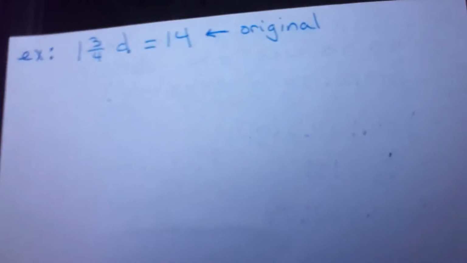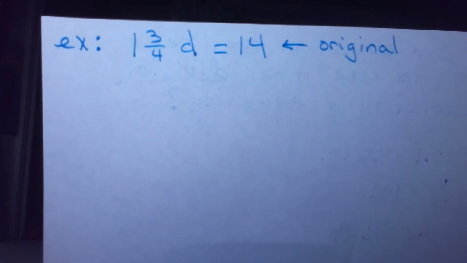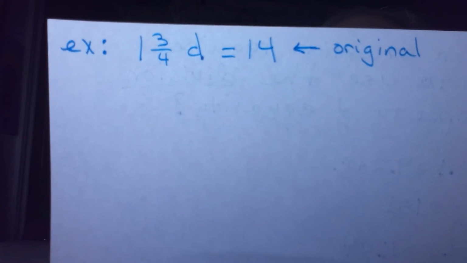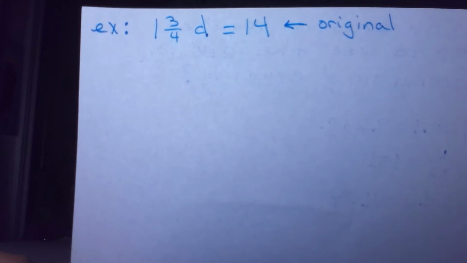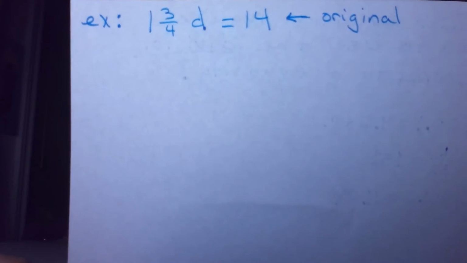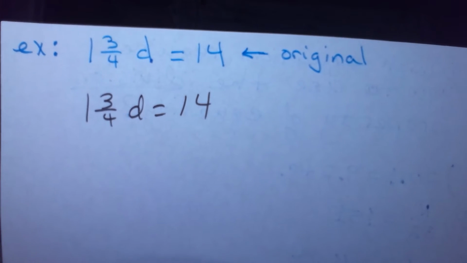All right, last one. This one's a little sneakier. We're going to have to do a conversion. This one has 1 3/4 times D equals 14. 1 3/4 D, D is my variable, equals 14. So I'm going to rewrite so I can mess with it. Didn't change anything, didn't do any fancy math, rewrote my problem.